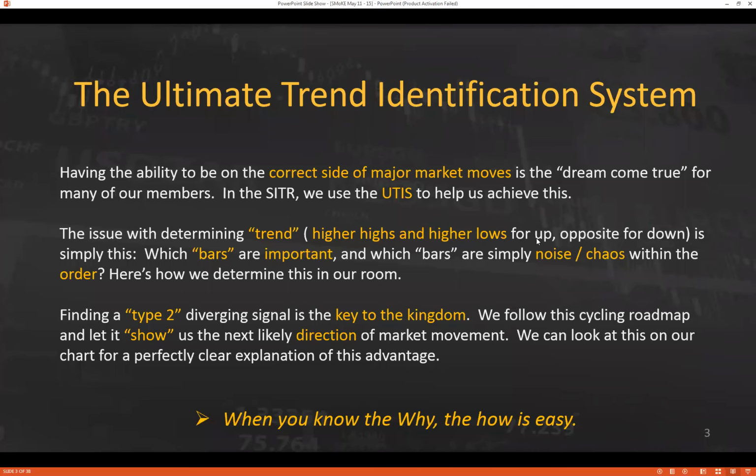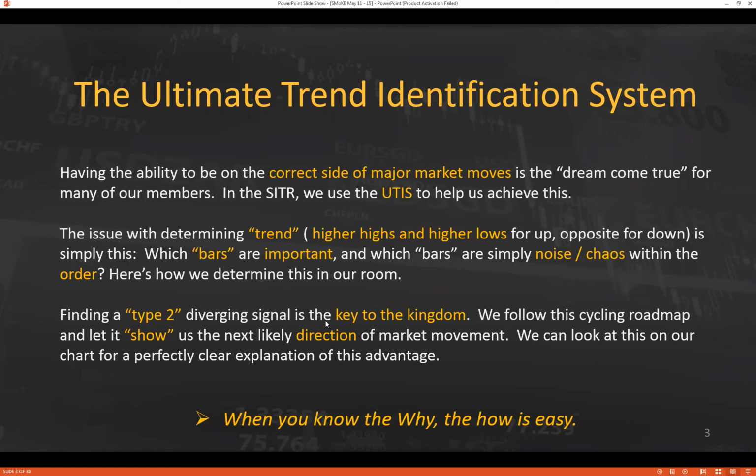So the issue with determining a trend, if you're looking at structure, higher highs and higher lows for up and the opposite for down, is simply this: which bars, regardless of what you're using, time or range, momentum bars in TradeStation, Renkos, Heikin-Ashi, whatever, which of these are critical or important, and which of the bars are just simply noise or chaos within the order. Being able to ignore these and focus on these has proved to be very beneficial for us. So what we're going to do is find a type 2 diverging signal on Smart Momentum, and that's the key to the kingdom.